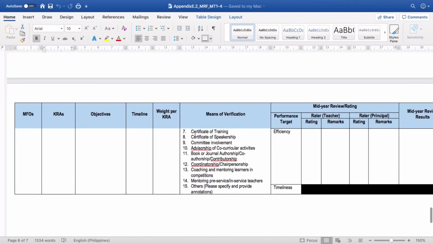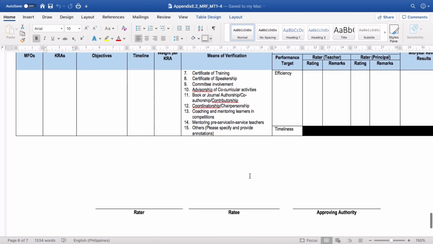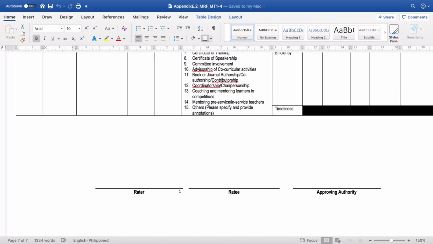So we have here also the certificate of training, speakership, committee involvement, advisorship, book or journal authorship, coordinatorship or chairpersonship, coaching and mentoring learners in competition, mentoring pre-service and in-service teachers, and others. So we have here the rater, the ratee, and approving authority.